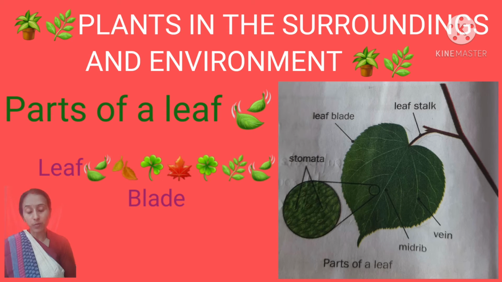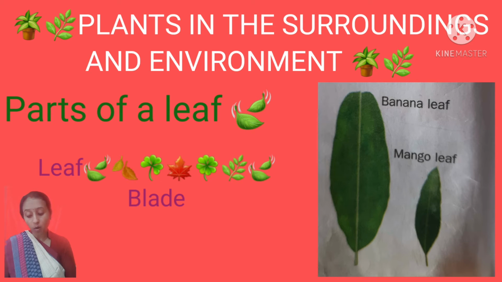The flat part, which is also shown in this figure, is known as what? Leaf blade or lamina. Some leaves have broad leaf blades, others have narrow ones. Some have broad leaf blades, as well as some having narrow leaf blades. Okay, the leaf blade of a banana leaf is broader than the leaf blade of a mango leaf. All these things are shown in this figure. The leaf blade of a banana leaf is broader.